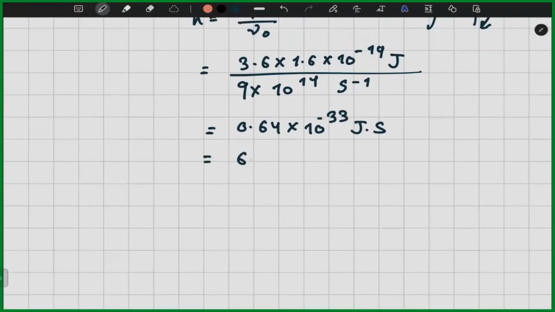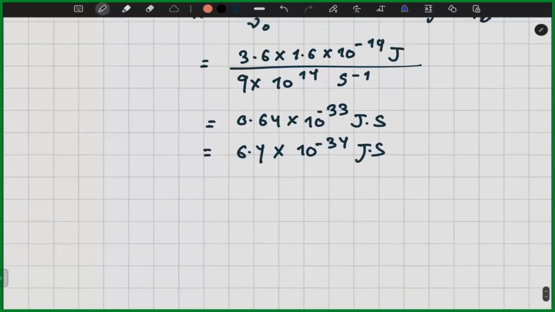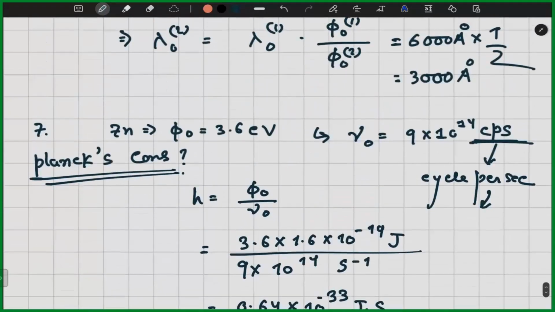So you can write 6.4 into, so more or less close result, but it is exactly 6.626.